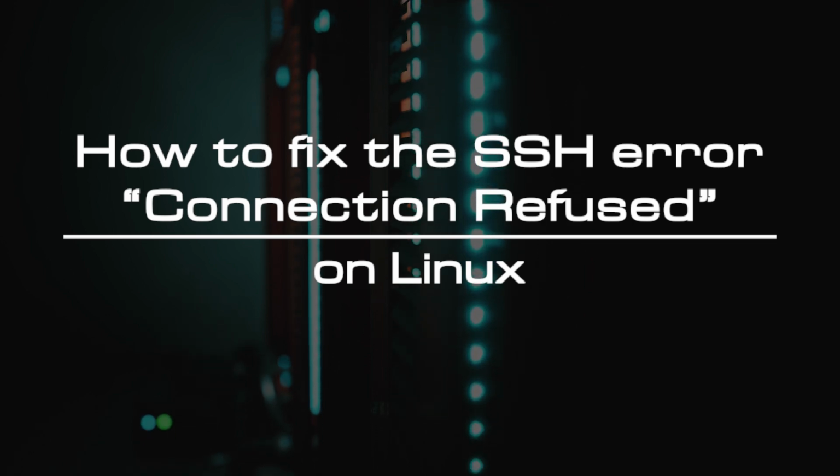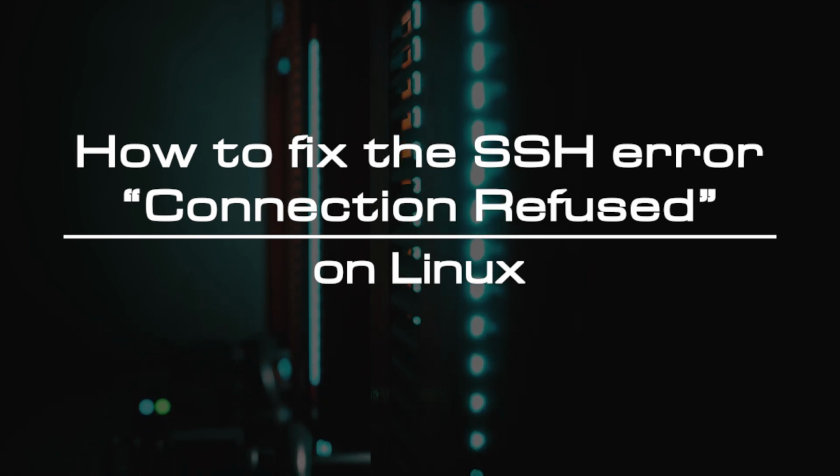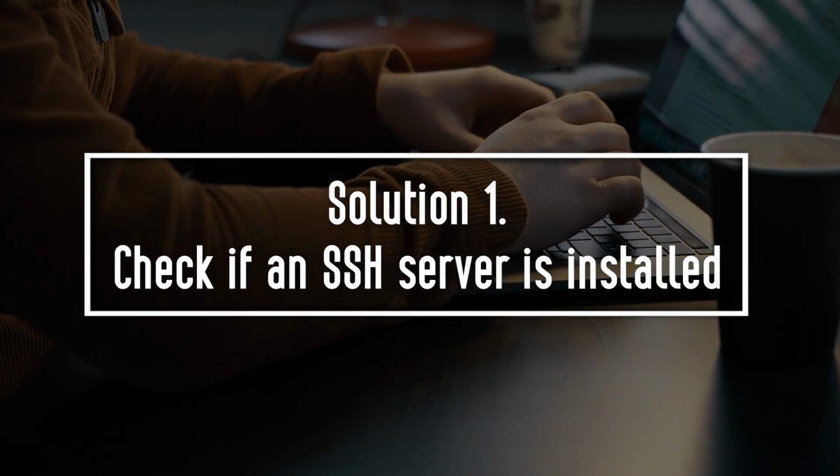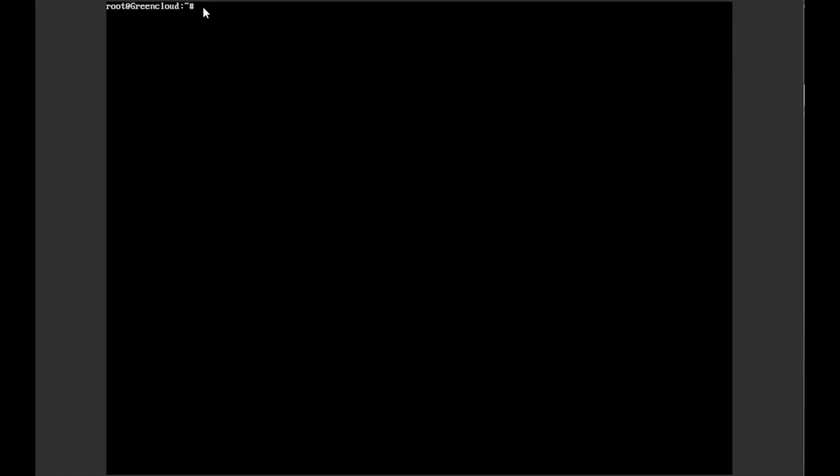Today, we will show you how to fix the SSH error connection refused on Linux. One possible cause of the connection refused error is that the remote machine is not running an SSH server. Without the SSH server, the machine will not accept incoming SSH connections, and you will not be able to access it remotely. So the first step in troubleshooting the error is to check whether an SSH server is installed on the remote machine. Use the following command to verify the SSH server installation.